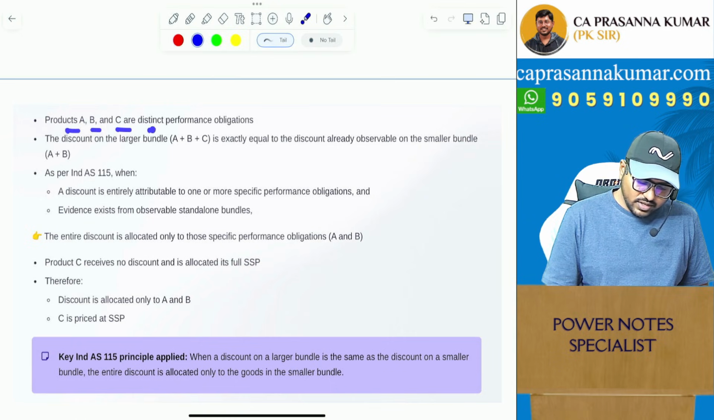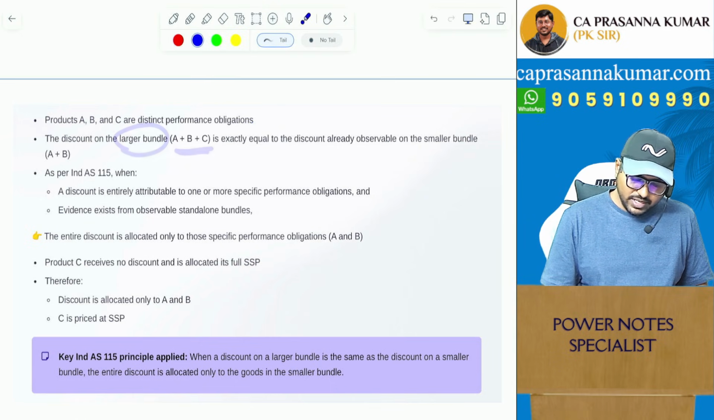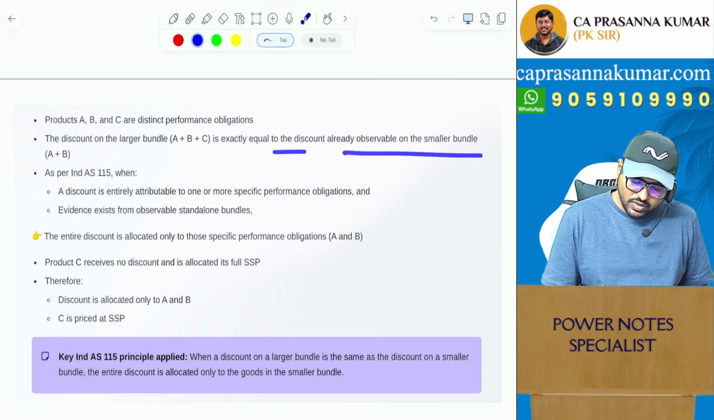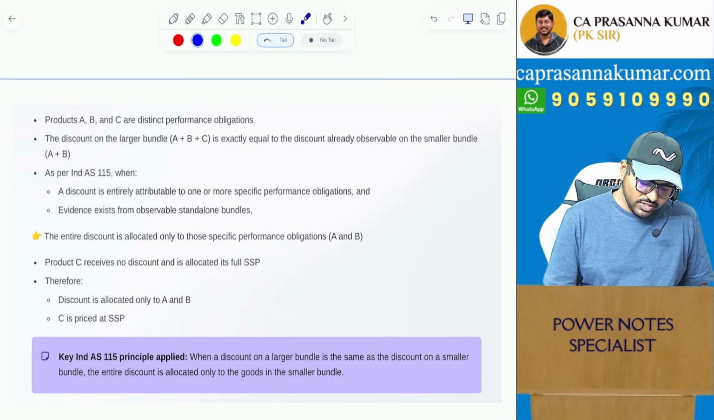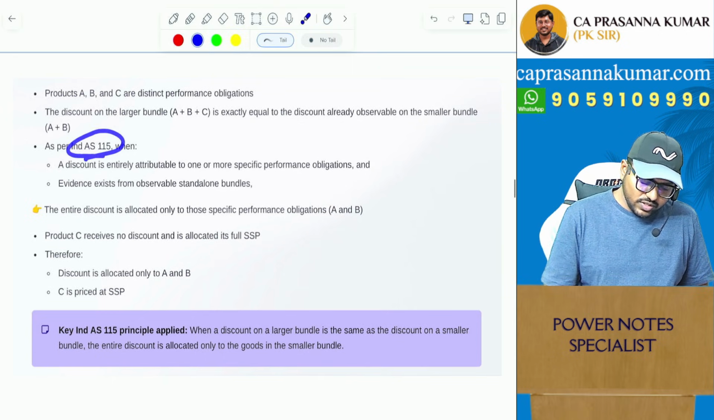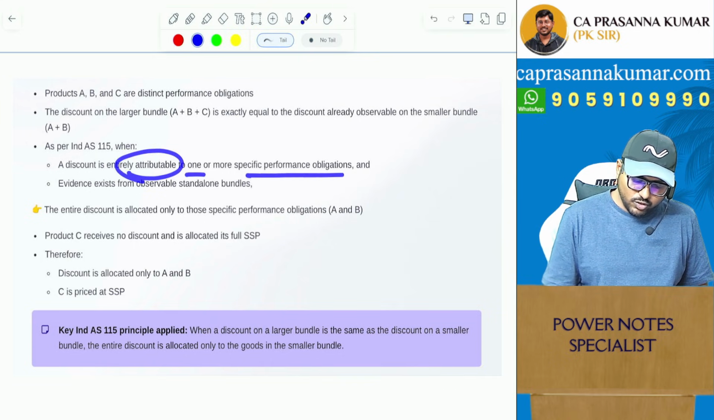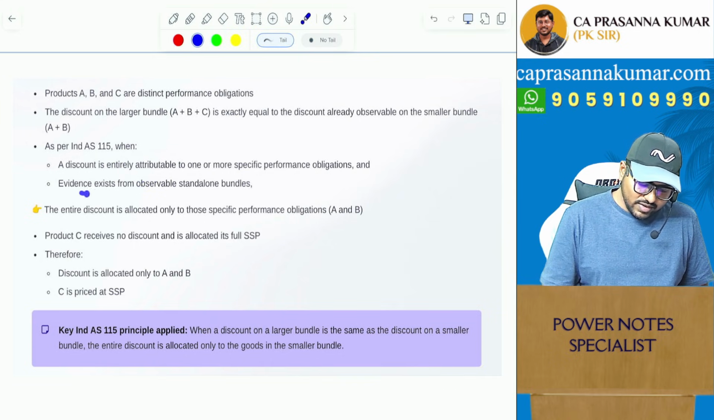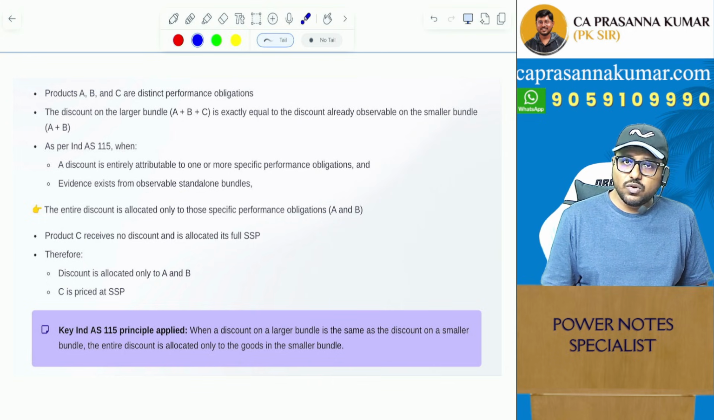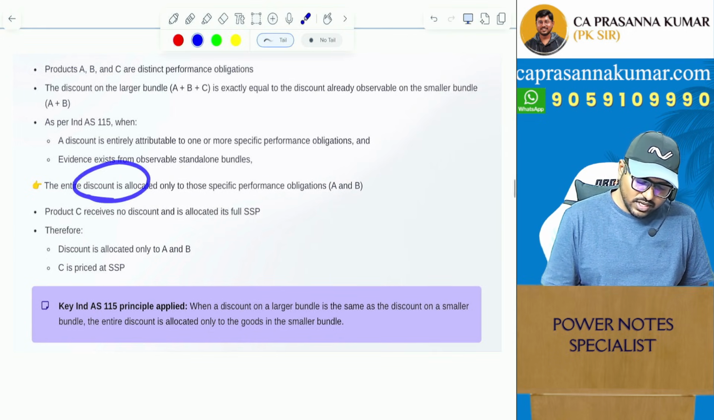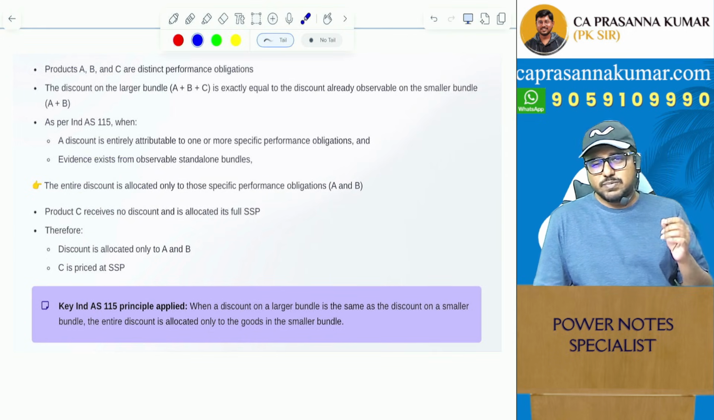Product A, B and C are distinct performance obligations. But the discount on the larger bundle, which is A, B and C, is exactly equal to the discount already observable on the smaller bundle, which is 6,000 in both cases. So what Ind AS 115 says is that if the discount is entirely attributable to one or more specific performance obligations and the evidence exists from observable standalone bundles, then the entire discount is allocated only to those specific performance obligations.